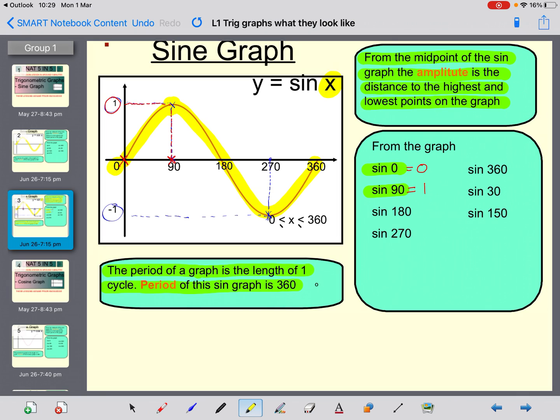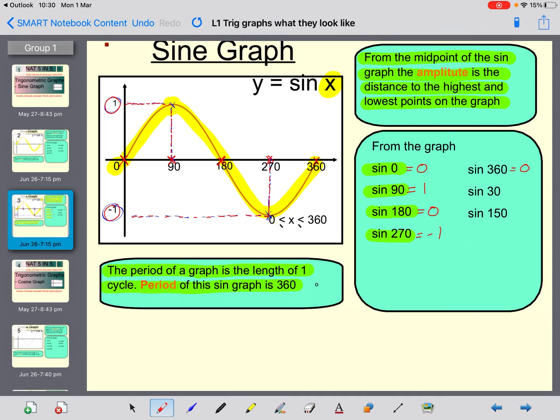Sine 180, again, is on the x-axis, so your y value is 0. Sine 270 is here. So you're going to go down to touch the sine graph. I'm touching it there, and then you go along to read the value. And the value of your y, in this case, again, is -1. Okay, and then sine 360 is right on the x-axis, and your value is 0.